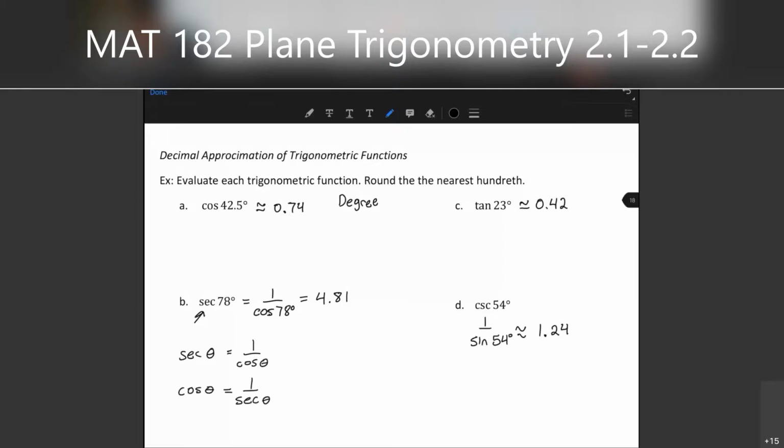All right, but how do you know that 1 divided by cosine of theta is the reciprocal for secant of theta? That's just the definition of what secant means. So that's just a given definition of trigonometry.